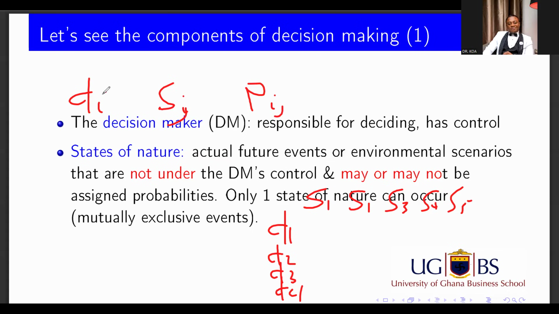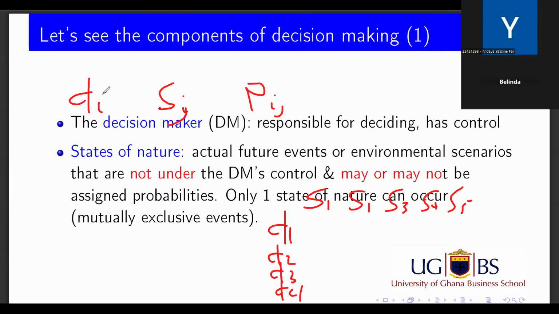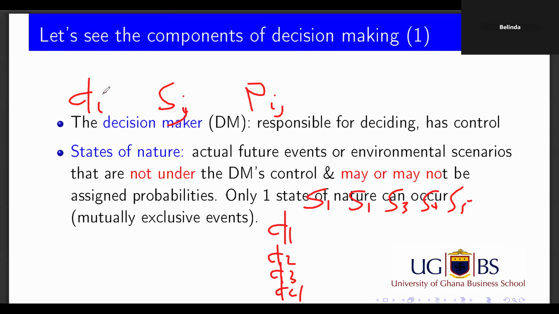That's a state of nature. Yes, Yasin. Political instability, maybe due to election year. Exactly. Belinda. High unemployment. Okay, the level of unemployment. Exactly. So that is it.